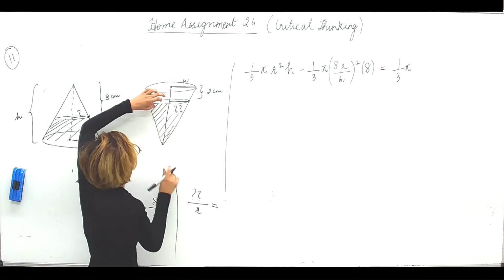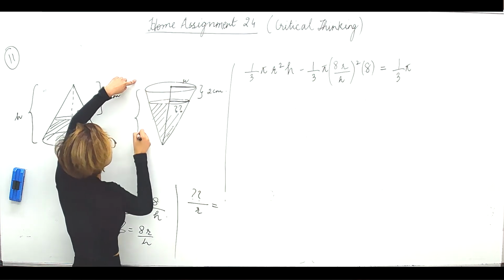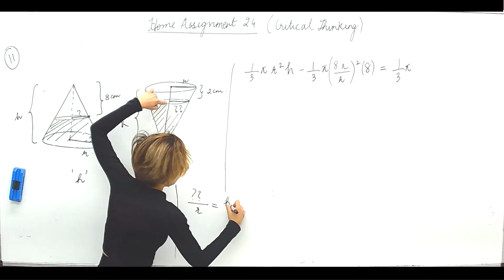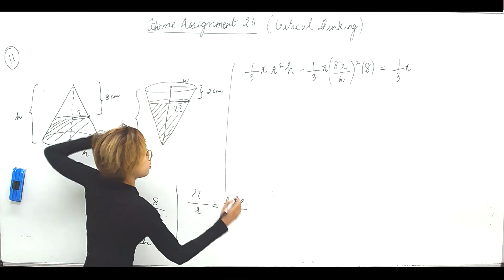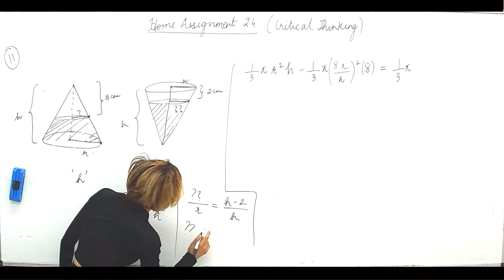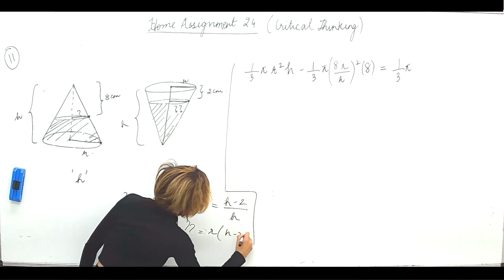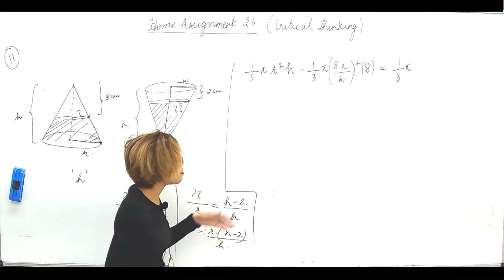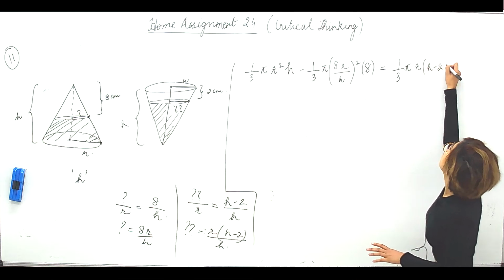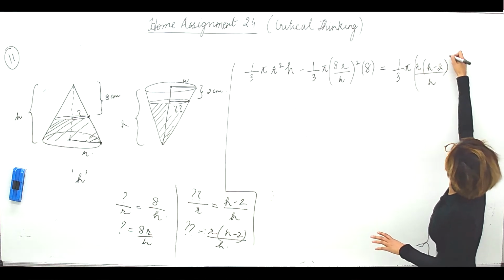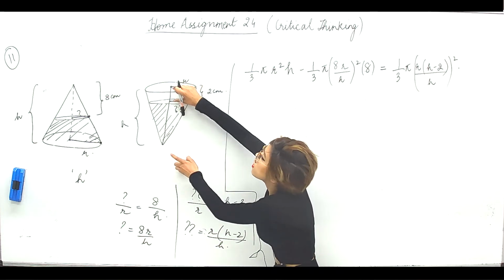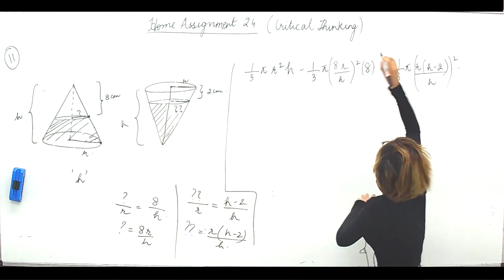is equal to this length. Now the entire length is h, and this is 2, so this length is h minus 2, whole divided by h. So the double question mark turns out to be r into (h minus 2) by h. Substituting, the radius is r into (h minus 2) by h, whole squared, into the height. The entire height is h, this is 2, so this is h minus 2.